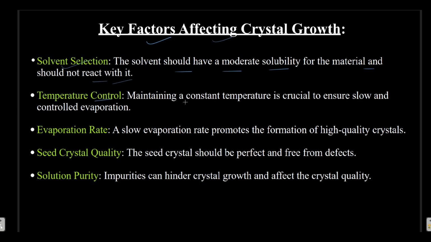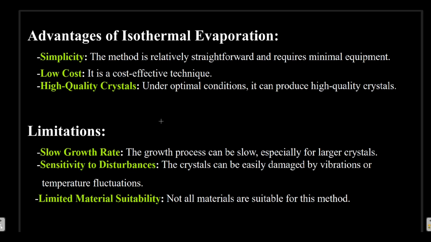Now, temperature control. Maintaining a constant temperature is crucial to ensure slow and controlled evaporation. Evaporation rate: a slow evaporation rate promotes the formation of high quality crystals. Similarly, seed crystal quality should be high. The seed crystal should be perfect and free from defects. The next one is solution purity. Impurities can hinder crystal growth and affect the crystal quality. I'm not going to explain it one by one because you can easily understand it just by reading it.